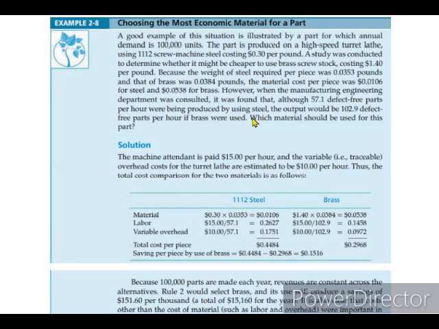However, when the manufacturing engineering department was consulted, it was found that although 57.1 defect-free parts per hour were being produced by using steel, the output would be 102.9 defect-free parts per hour if brass were used. So the engineering department found out that when the operation is using brass, they will have 102.9 defect-free parts. Okay, so which material would be used for this part? So we will now weigh their advantages.